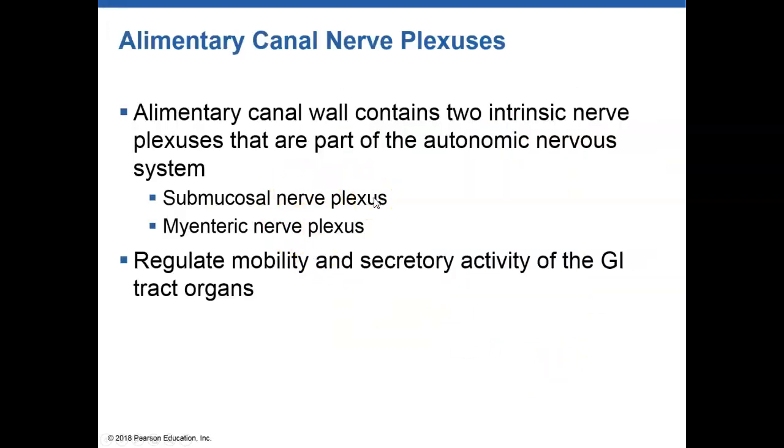So there are two major nerve plexuses associated with the digestive tract. The first is known as the submucosal plexus, and the second is the myenteric plexus. Both help in regulating motility and secretory activity of the GI tract.